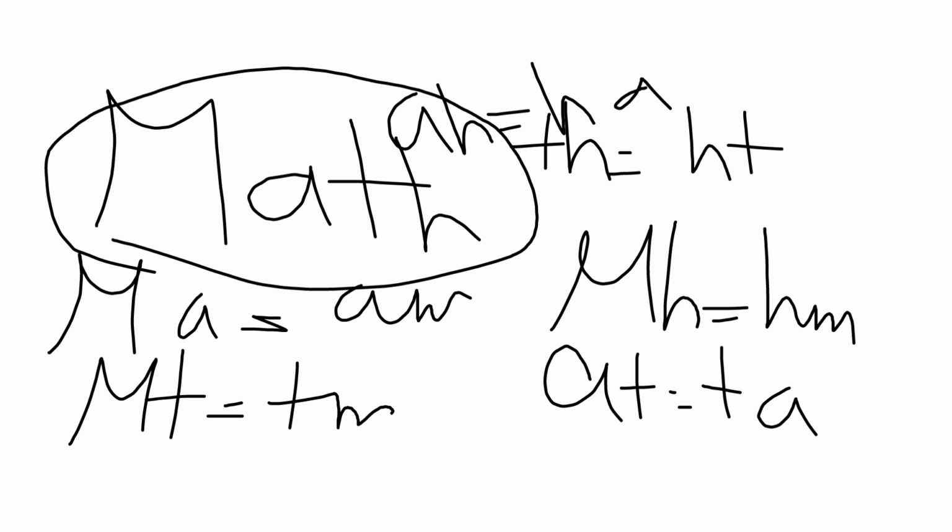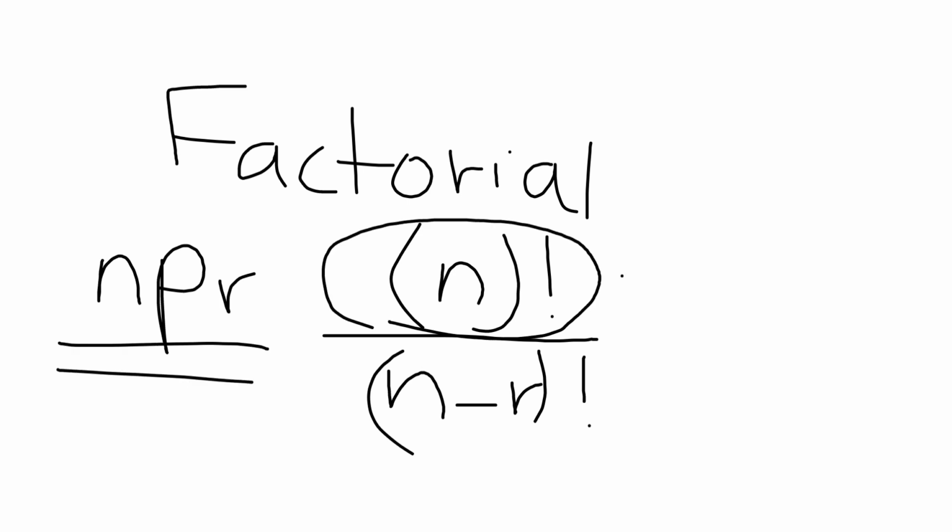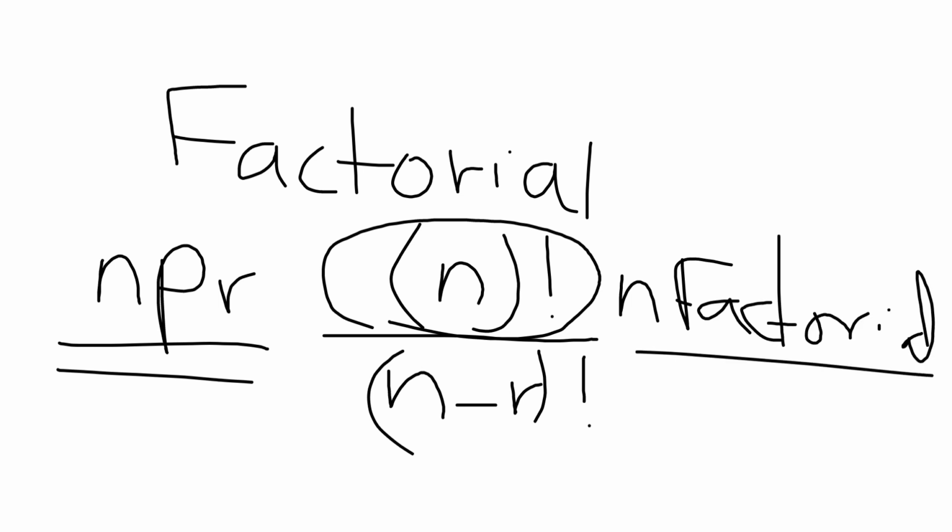What about coding for the factorial rule? NPR is n factorial over n minus r factorial. These rules, please memorize them. NPR equals n factorial over n minus r factorial.